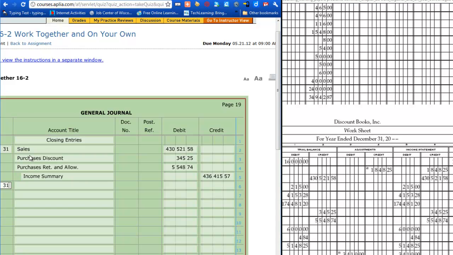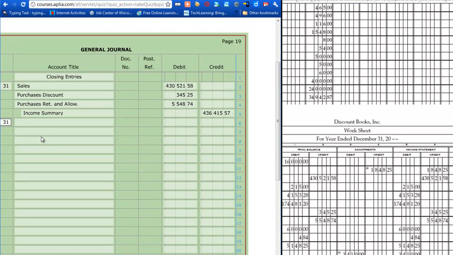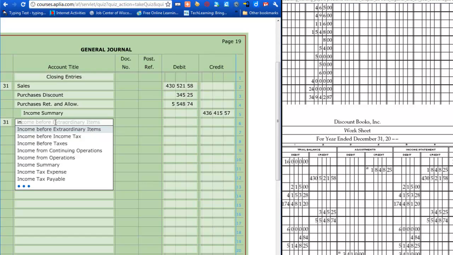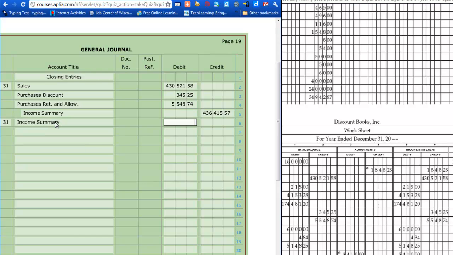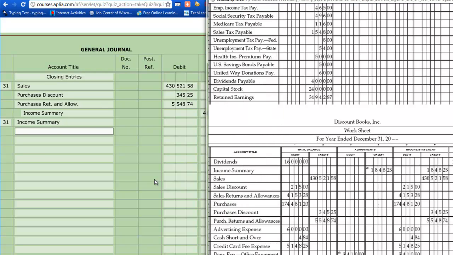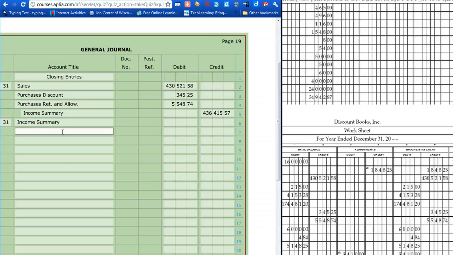Now I need to do my second set of closing entries. And for this, the directions tell me to close anything that has a debit balance. So in order to close those, I have to credit them. I need to first put in the account of income summary. But I don't have a number yet. I need to leave it blank. I now need to go through and list all of my accounts, starting with sales discount, and sales discount should be credited $215.